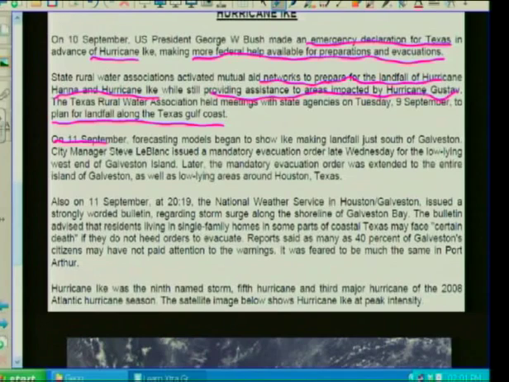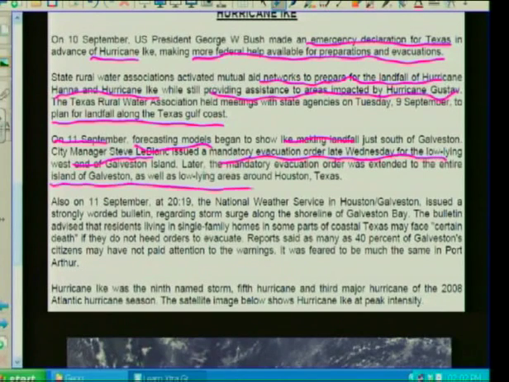On September 11, forecasting models began to show Ike making landfall just south of Galveston. City manager Steve LeBlanc, well, that's the name of the person, but they had already started identifying a mandatory evacuation order late Wednesday for low-lying areas. Because it's going to hit the low-lying area, you move people to higher areas. Later, the mandatory evacuation order was extended to the entire island. So they're monitoring it. The United States is a developed country, so it's monitoring where they must move people. The impact is greater, so they move more people away from the whole region.